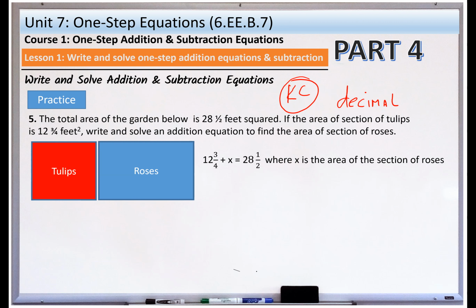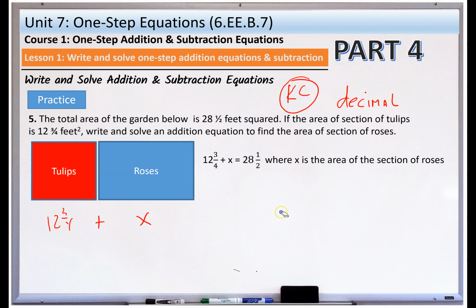So the total area, if I could put it here, is 28 1/2. And we know that the tulips is 12 3/4. So this plus roses, which I'm going to call x, must be equal to 28 1/2. So that's how I wrote my equation. All right, so now we need to, if you will, get x by itself.